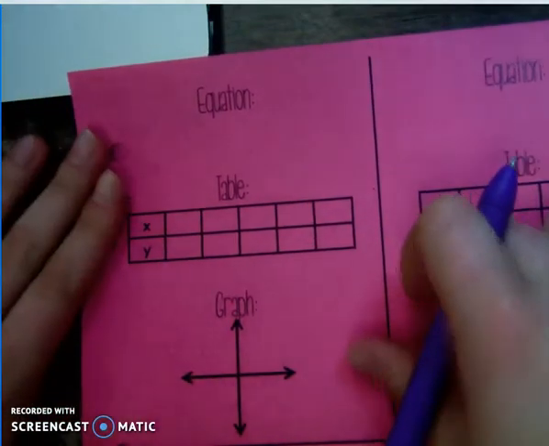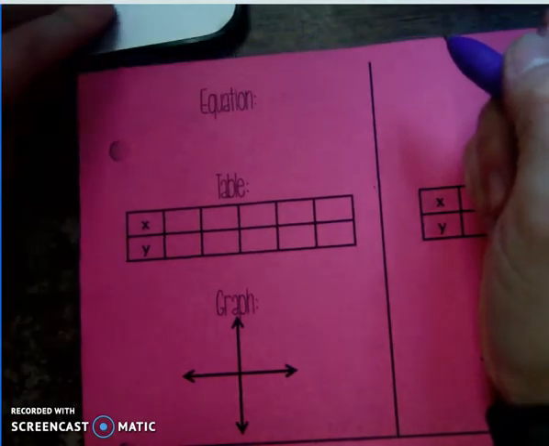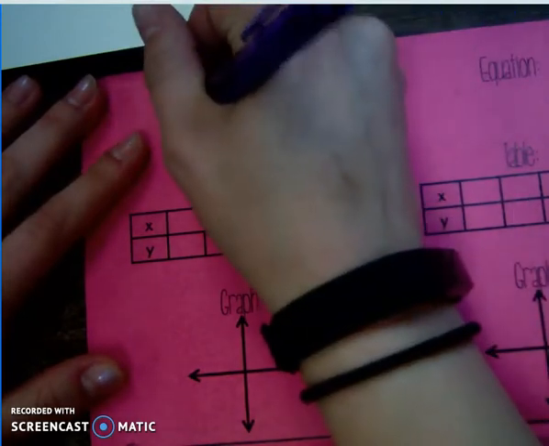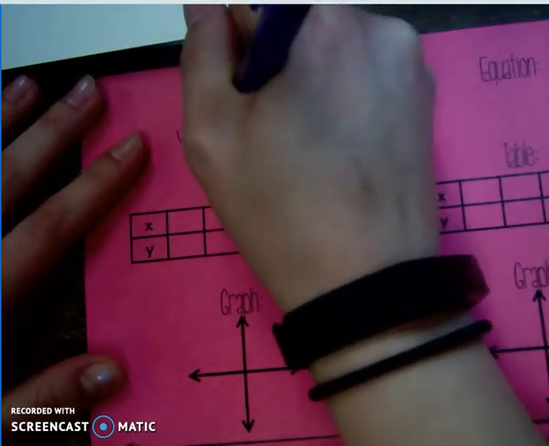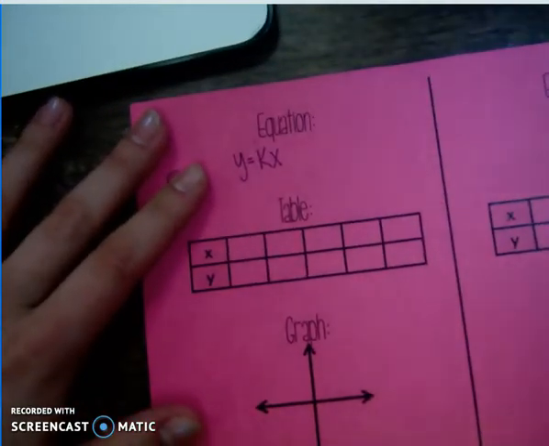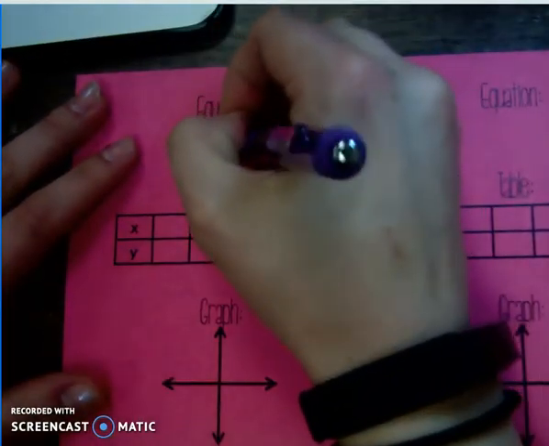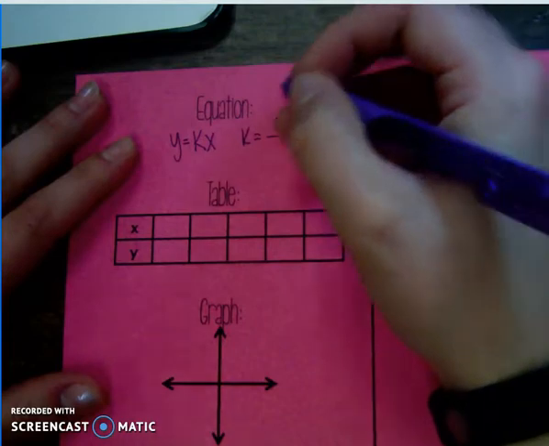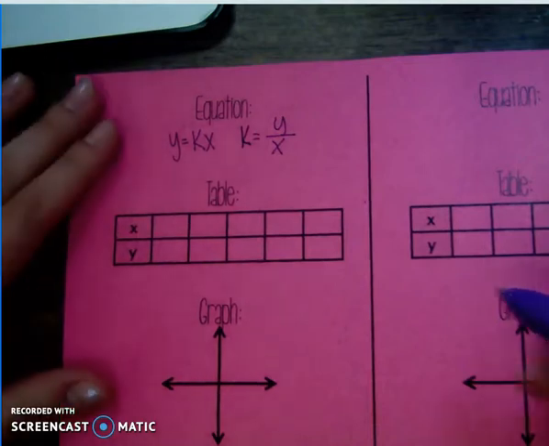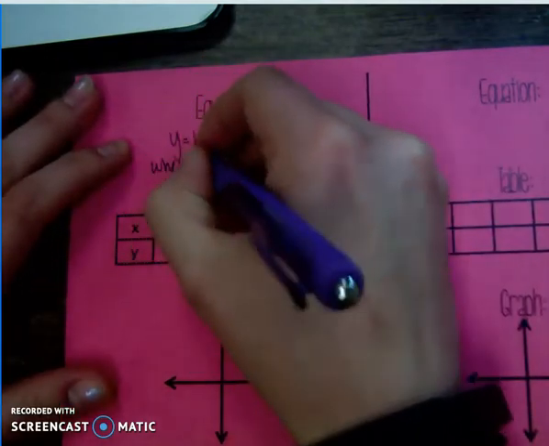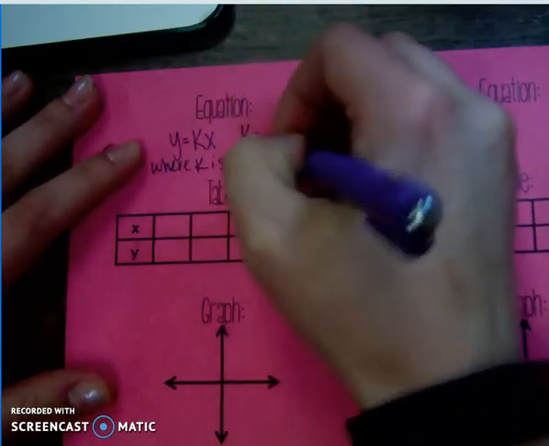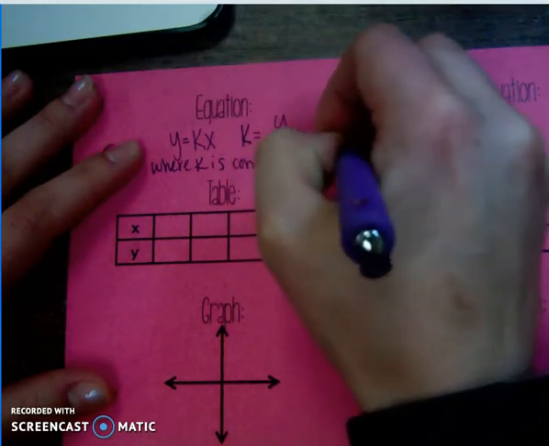For direct variation, it is the same as a proportional relationship. The equation looks like y equals k times x, or k equals y divided by x. Okay? That's a direct variation where k is the constant of variation.